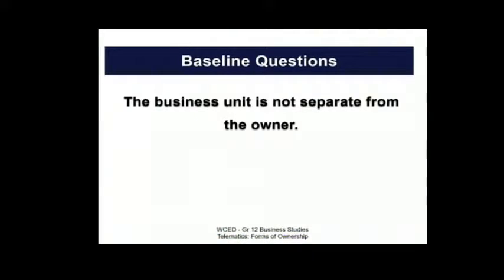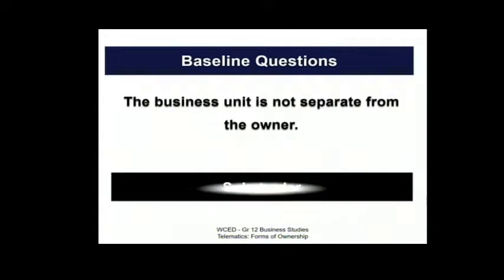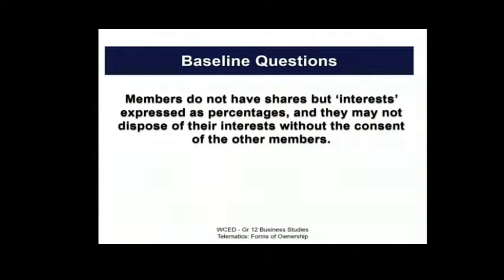Right, I think we need to get on to the... Okay, that one is a non-profit company. We had that one. The business unit is not separate from the owner. I think that one we should know. That one is a sole trader. Members do not have shares, but interest expressed as a percentage. That one should be a closed corporation, eh?